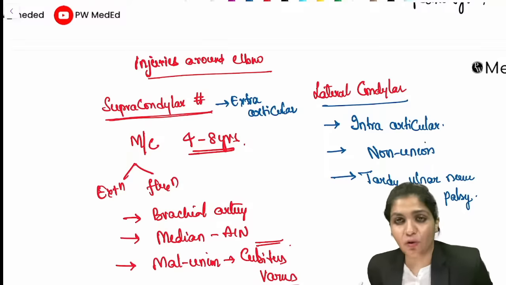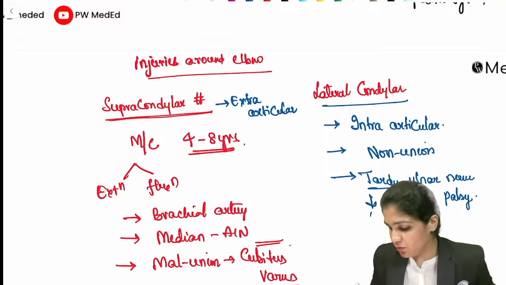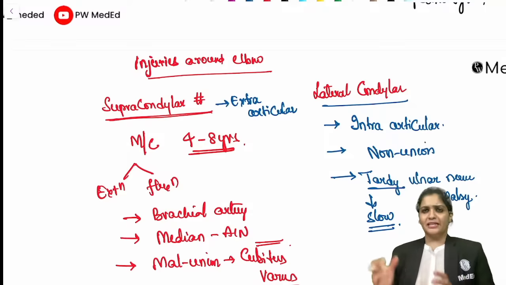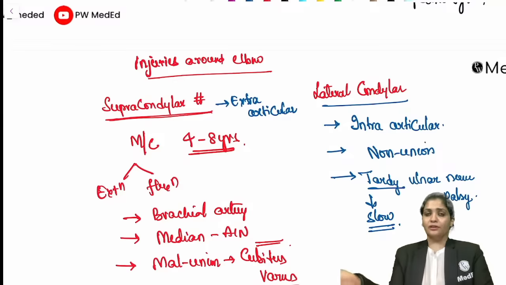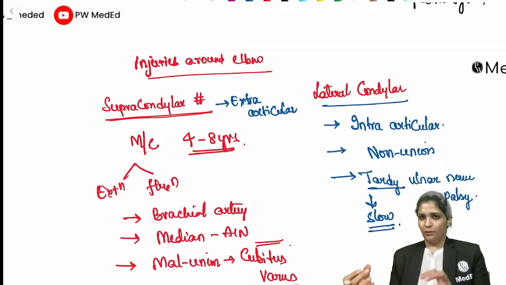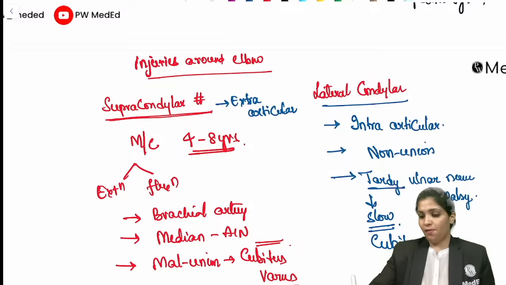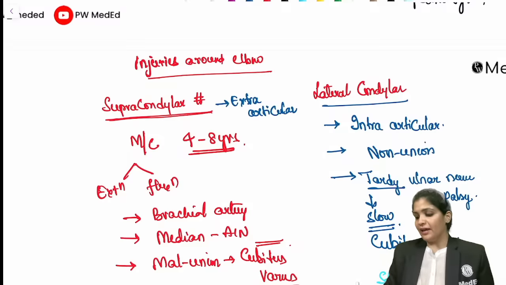Tardy ulnar nerve palsy. So what is this tardy? Tardy means it is slow. What is ulnar nerve? Which is present on the medial aspect. So whenever there is lateral condyle fracture, if the fracture is not treated properly and it is left out like that, the medial condyle will grow, the lateral condyle will be present like that, resulting in your cubitus valgus deformity. And then this will cause the stretch on the ulnar nerve, and hence this is called a slow palsy called tardy ulnar nerve palsy.